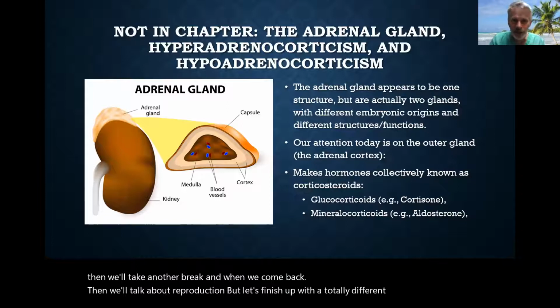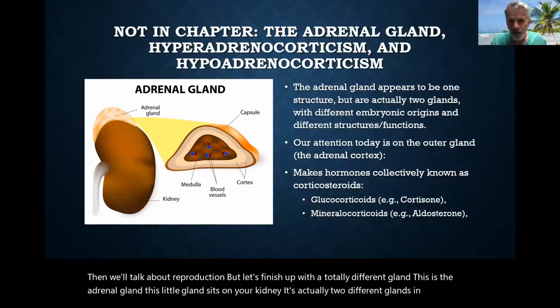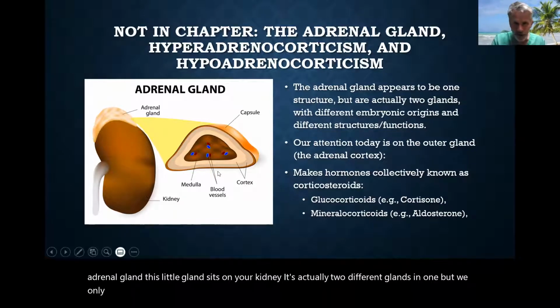This is the adrenal gland. This little gland sits on your kidney. It's actually two different glands in one, but we only care today about the outer gland. That's called the adrenal cortex.